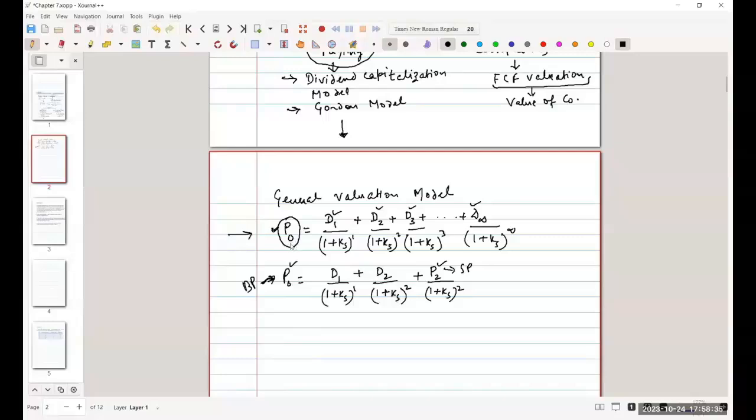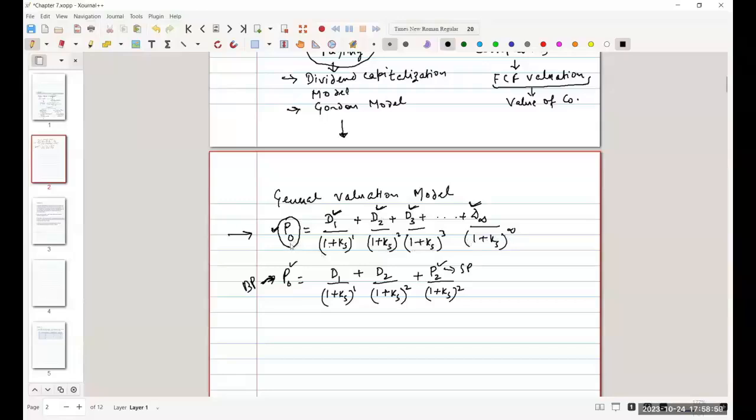What is P0 after all? What is the price, or what should be the price of a stock today? It is depending on what? What is it a function of? It is a function of the dividends that I'm expecting to receive in the future, but not only the future dividends, actually their discounted values: discounted value of D1 plus discounted value of D2 plus discounted value of D3, and so on and so forth.